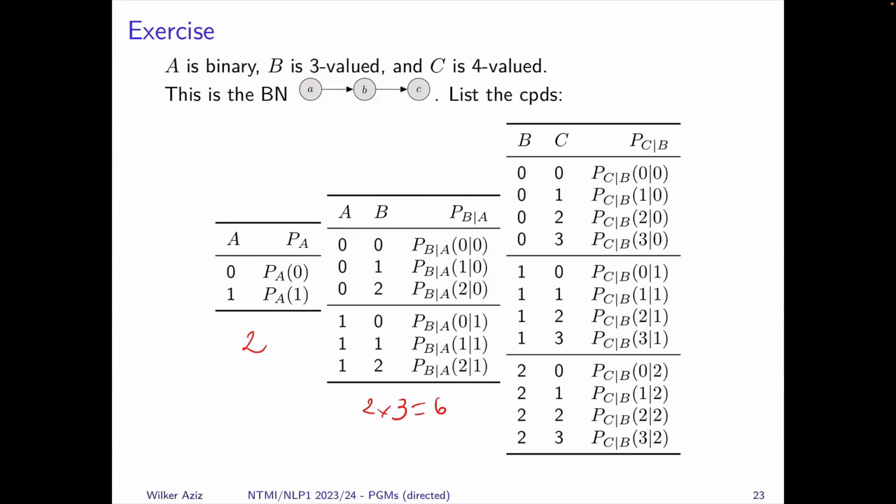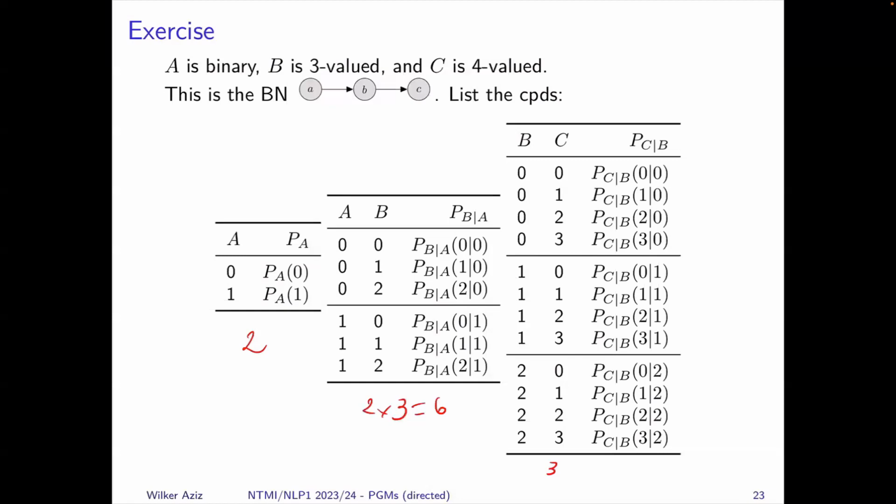For the last one, C conditions on B, and B is now 3-valued. So now we actually grew the table by adding a CPD to it, right? We have an extra CPD that we didn't have before, which is when B is 2. And C is 4-valued. So for each one of the 3 CPDs, we also have more rows in it. And again, each one of them will independently add up to 1.